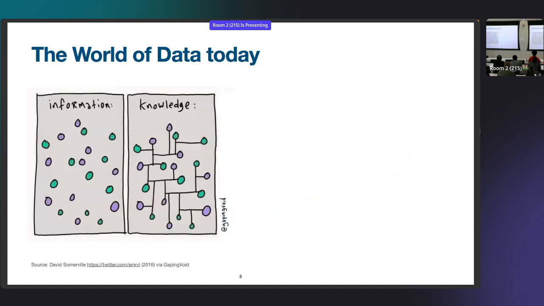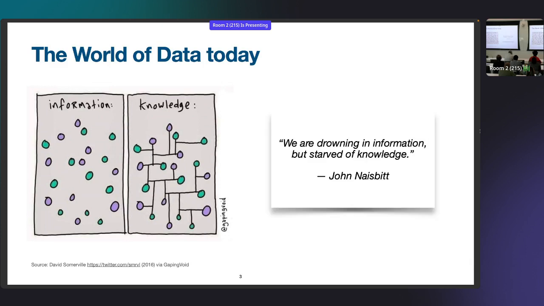But what's the difference between information and knowledge? Information is just what we would call some spread data points that might be tagged, might be different from one another because of their intrinsic properties. But knowledge is what we call having a structure between these data points. And as John Naisbitt said, we are drowning in information, but starved of knowledge.